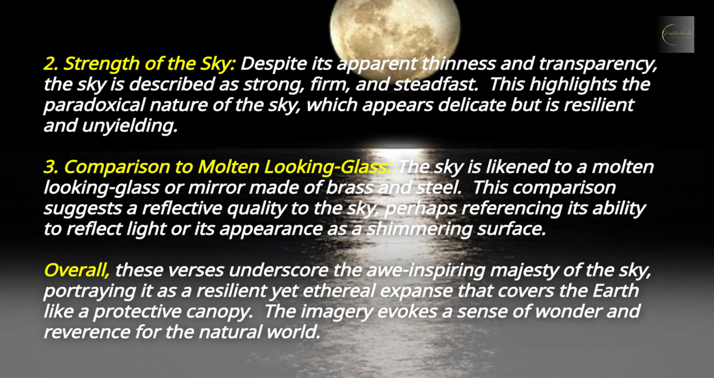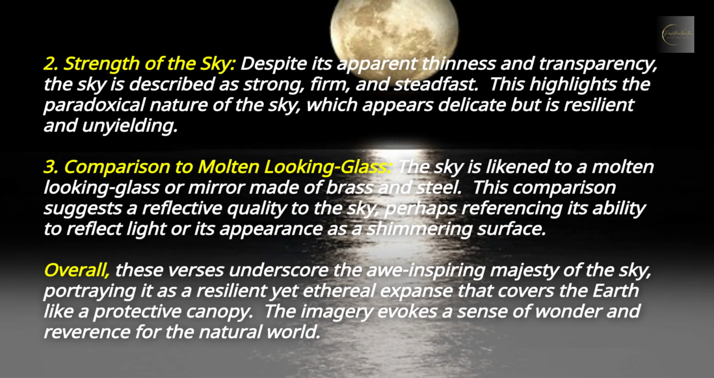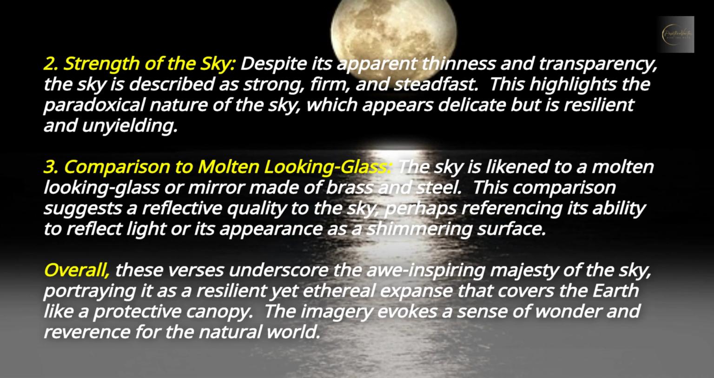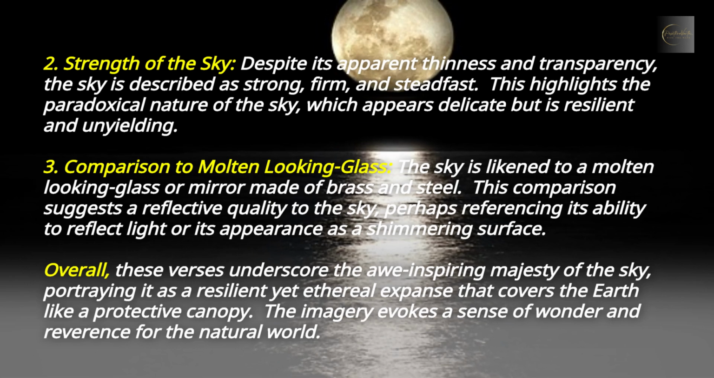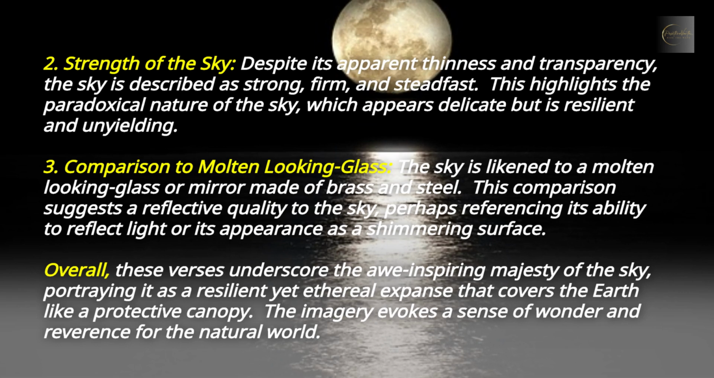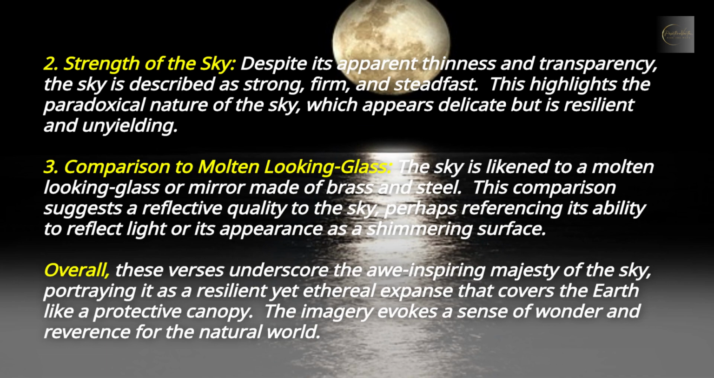3. Comparison to molten looking-glass. The sky is likened to a molten looking-glass or mirror made of brass and steel. This comparison suggests a reflective quality to the sky, perhaps referencing its ability to reflect light or its appearance as a shimmering surface. Overall, these verses underscore the awe-inspiring majesty of the sky, portraying it as a resilient yet ethereal expanse that covers the earth like a protective canopy. The imagery evokes a sense of wonder and reverence for the natural world.